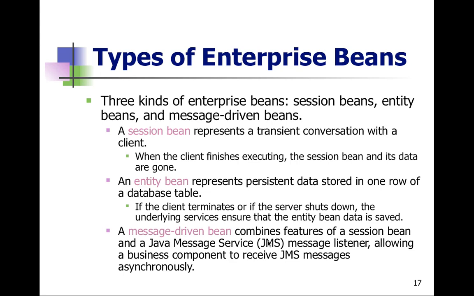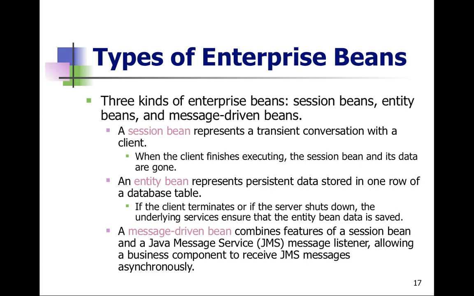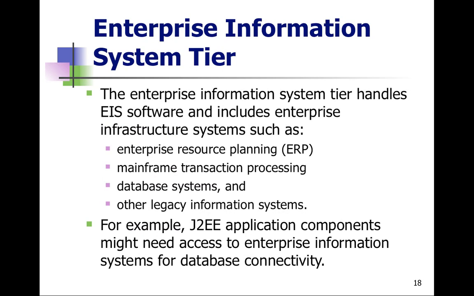It works with JMS to communicate back and forth, sending messages that are designed for the component that the message was sent to. So in terms of the enterprise information system tier, this is what these three types of beans are connecting to and using. They handle the software, which includes enterprise infrastructure such as, and this is what I was saying before, ERP, CRM, anything supply chain management.